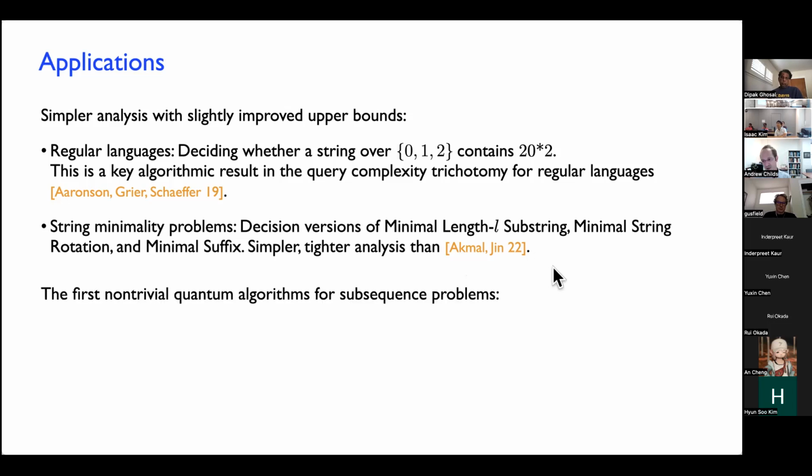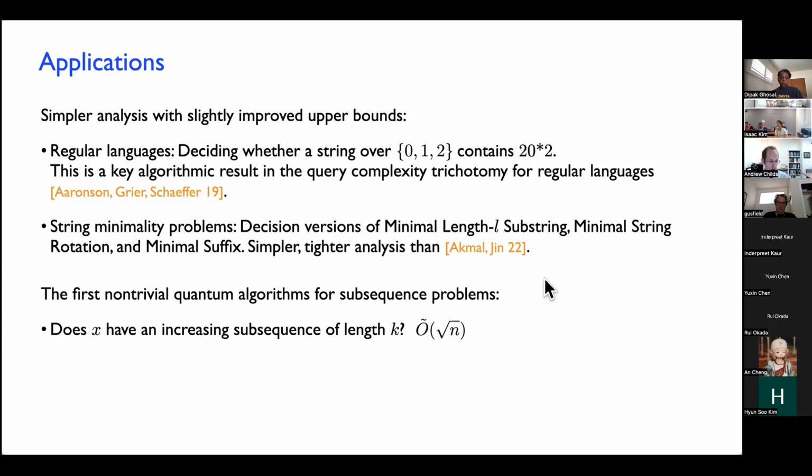But then we also have 2 examples that we look at that are problems for which we give the first non-trivial quantum algorithms. We're getting a polynomial speedup over classical algorithms, but also over the obvious thing to do with a quantum algorithm for these problems.